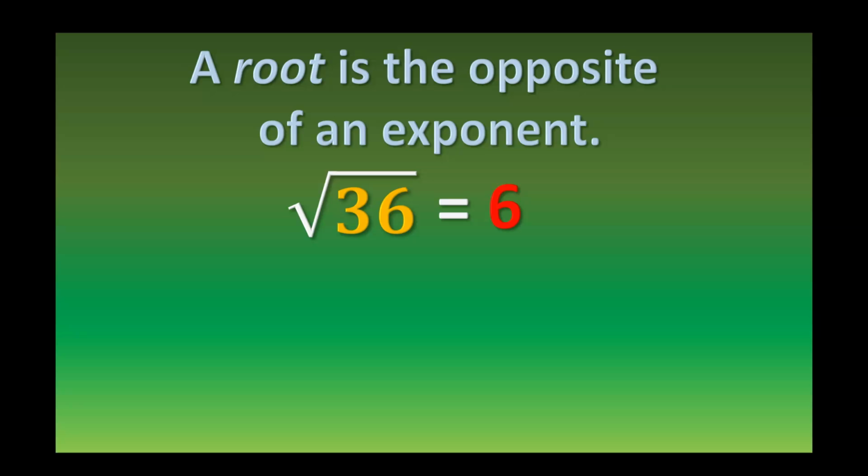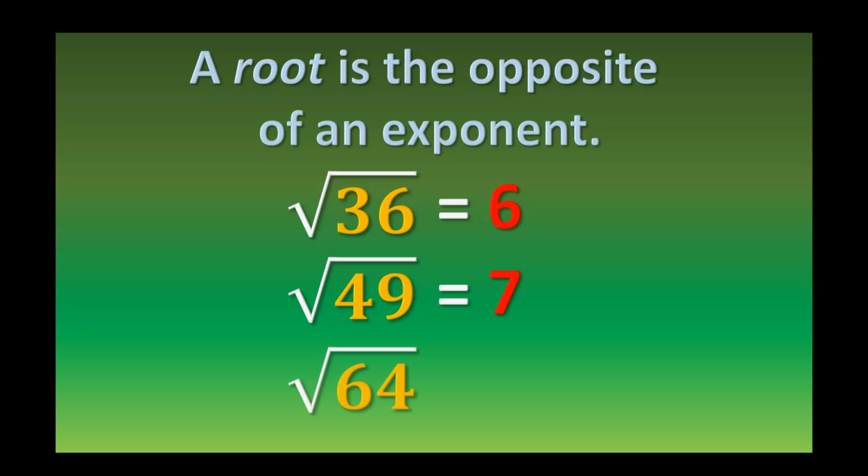If we go up the number line, what do you think the square root of 49 would be? 6 times 6 is 36. 7 times 7 is 49. So the square root of 49 is 7, because 7 squared is 49.